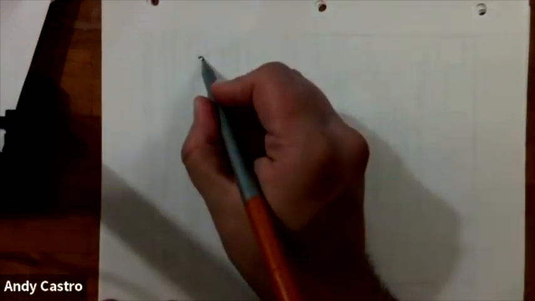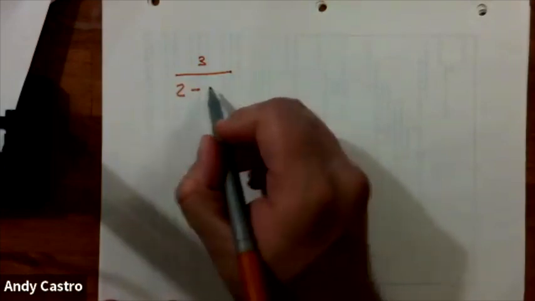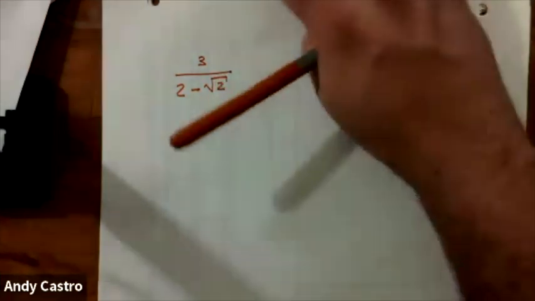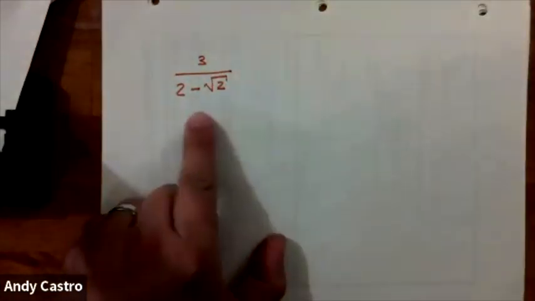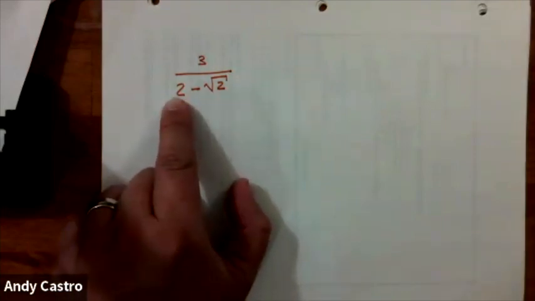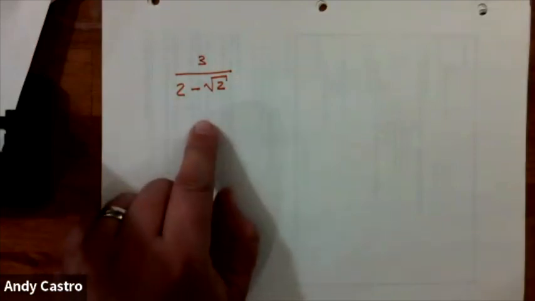All right, so now I'm going to look at 3 divided by 2 minus the square root of 2. So this one's a little bit different. This has a radical in the bottom, but only one of them has a radical. The other one doesn't. But the same principle is going to apply.